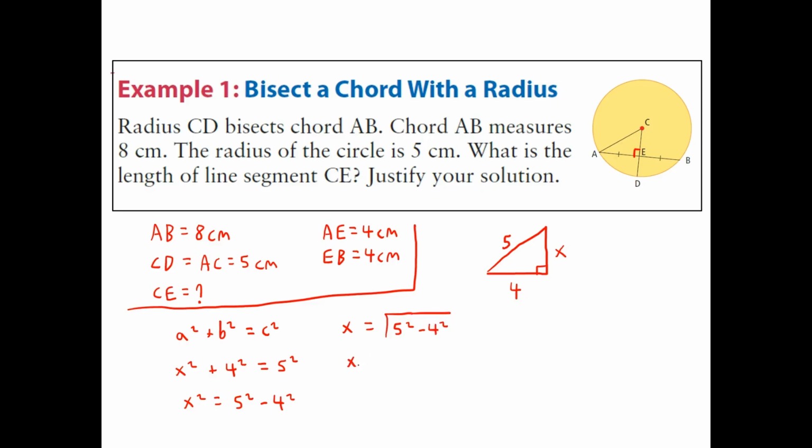In this case, 5 squared is 25, so 25 minus 4 squared, which is 16. So I'm going to end up getting x equals the square root of 9, because 25 minus 16 is 9, and the square root of 9 is 3. So my answer to x is 3 centimeters, and x is just the length for CE here. So I found CE, so I can just say CE equals 3 centimeters.